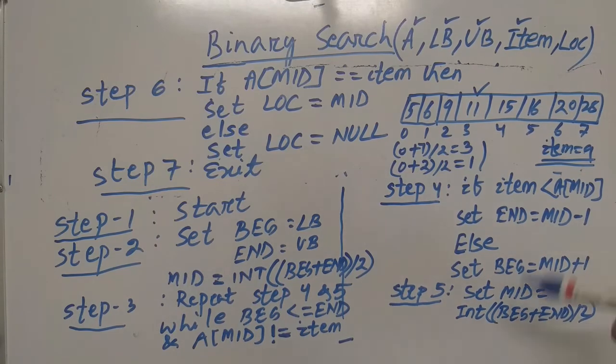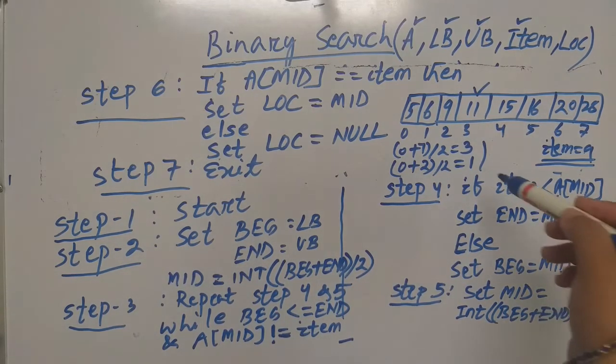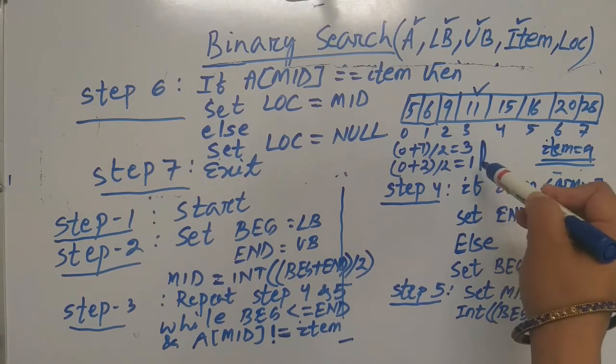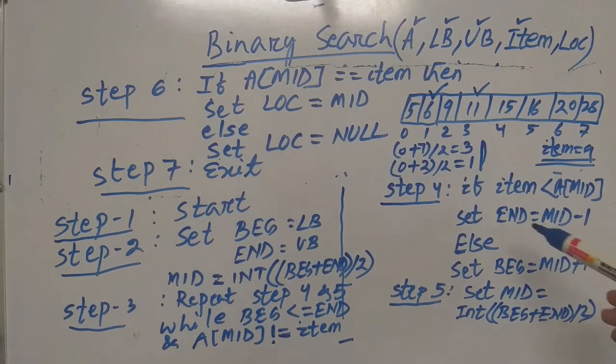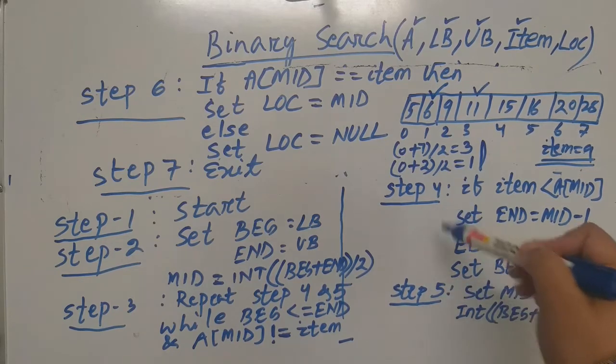So how long do we repeat the process here? It is written that steps 4 and 5 are repeated, up to whenever a mid is not equal to item and begin is less than or equal to end. So whenever we find the value of a1 is equal to 6 here, once again we repeat steps 4 and 5.